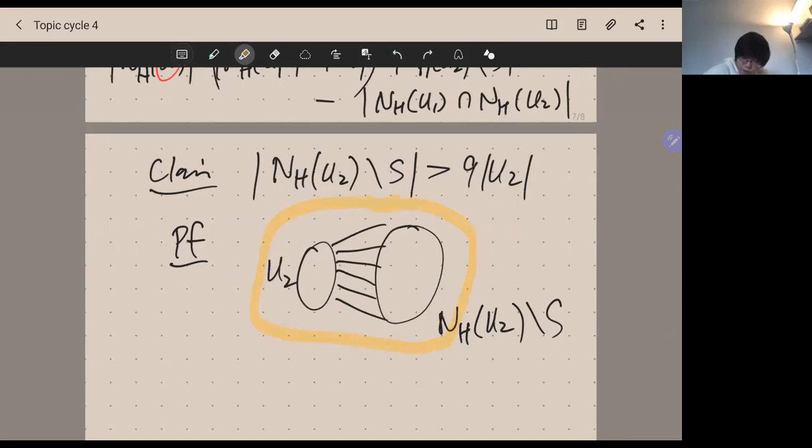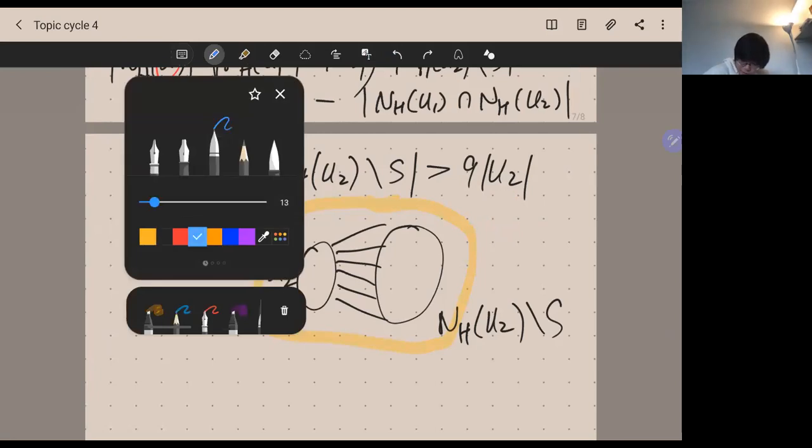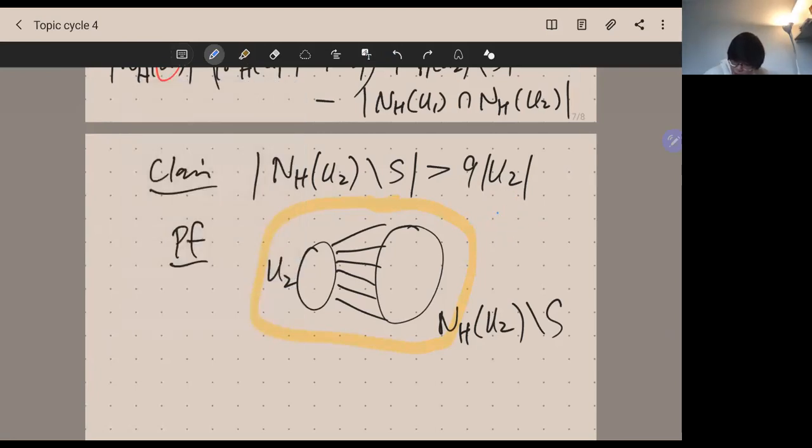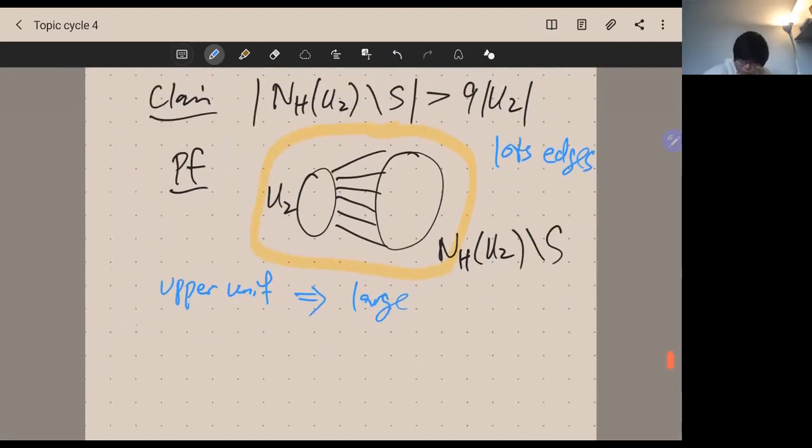Not a good idea. That means lots of edges. Then upper uniformity implies that this must be large, because if it's small, lots of edges, too dense. That's the proof.